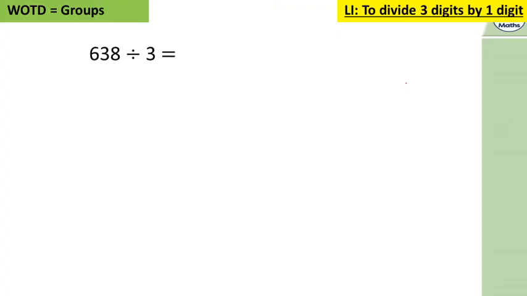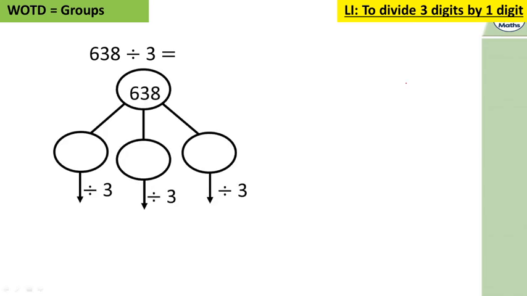Okay, we're going to look at 638 divided by 3. We're going to look at it in the part-whole model. I like to do that at the same time as looking at it in the bus-stop method, because it then tells me what I can partition it into. So how many 3s go into 6? Well, 3 times 2 is 6. That goes in exactly perfect. So that means I can put my 600 in here, because it's gone in without any remainders. 600 divided by 3 is 200.